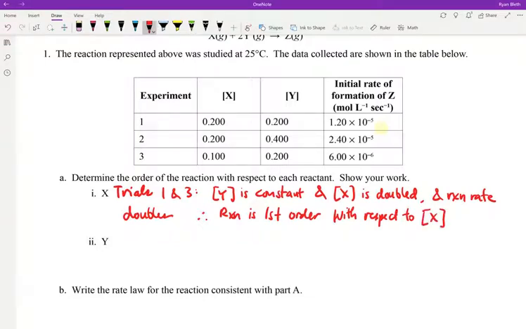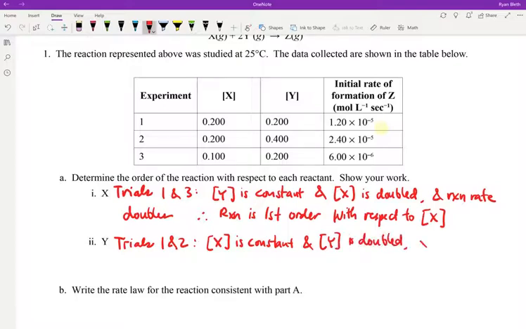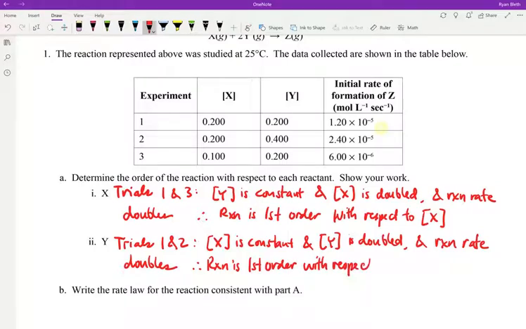For Y, I want two trials where Y is changing but X is constant. So I'm going to use trials 1 and 2. X is constant. Y is doubled. And again, the reaction rate doubles in those two trials. So the reaction is first order with respect to Y as well. So first order with respect to each.